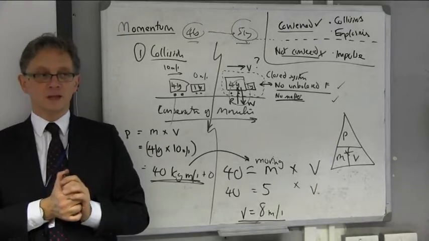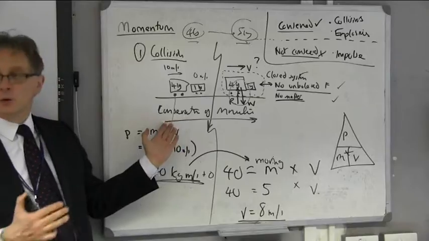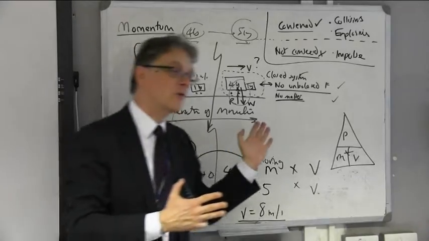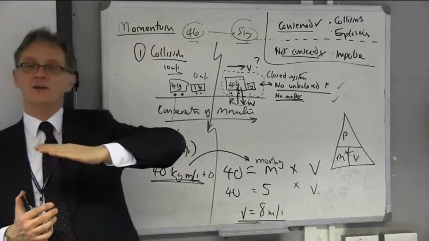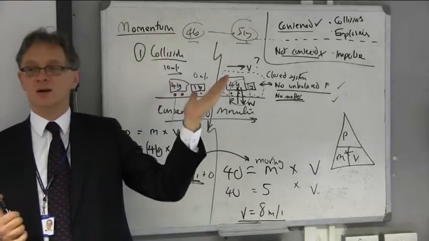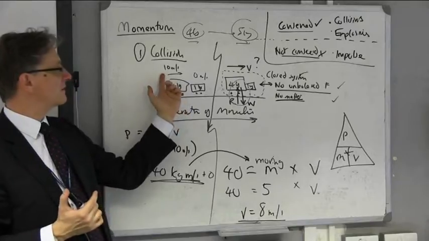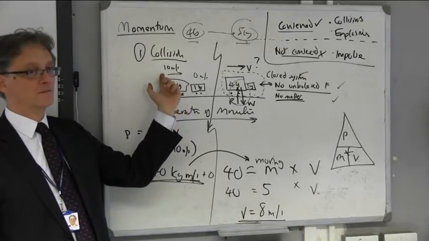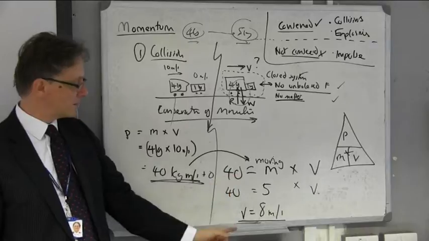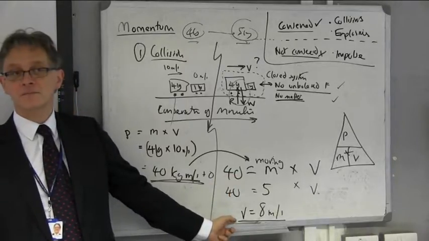1.25. So before the collision, we had 4 kilograms moving. We've now got 5 kilograms moving. Can I convince you the mass has gone up by 1.25? What would happen if you divided the speed by 1.25? 10 divided by 1.25 is 8.